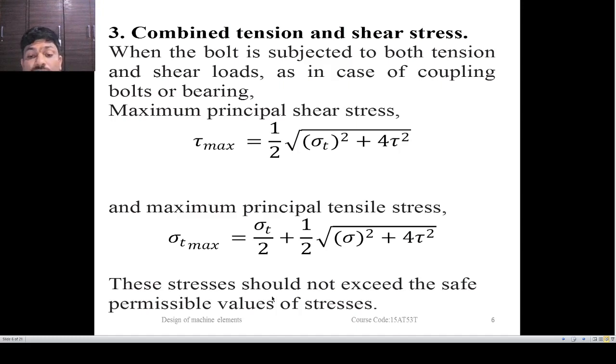No doubt, in our designing process, most of the time we are not using this. We are only considering tensile as well as shear stress. We are going to solve a number of problems. So these are the three types of stresses which are induced in the material of the bolt for design purposes. Okay, so let us move on further.